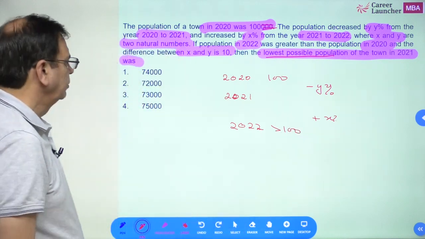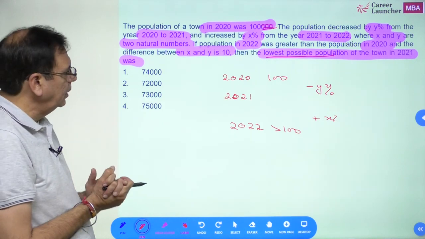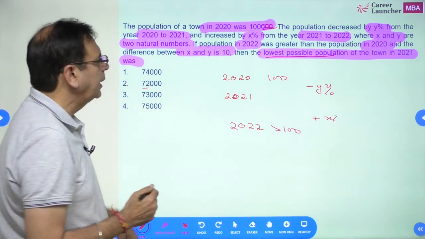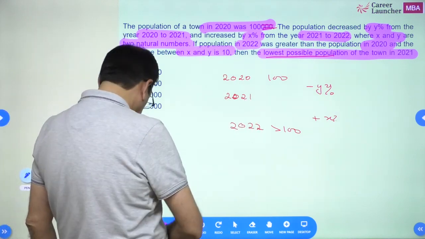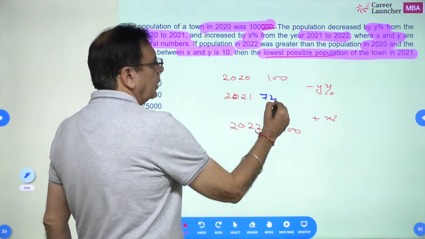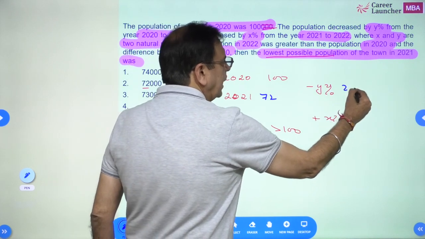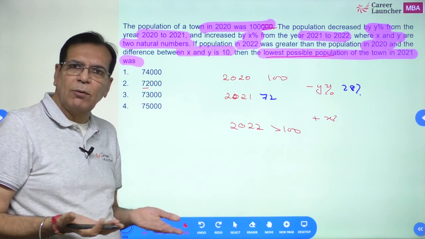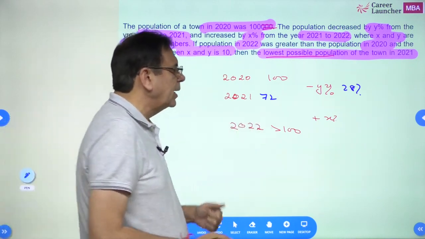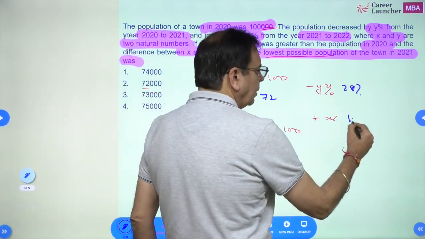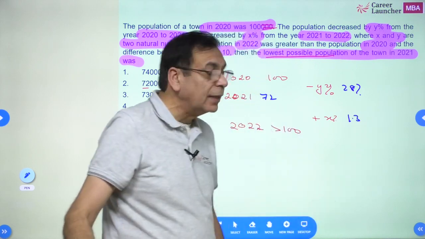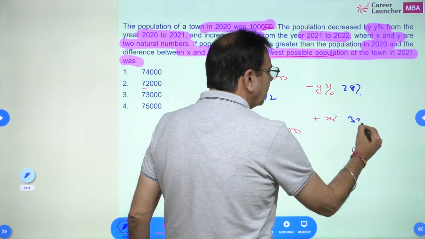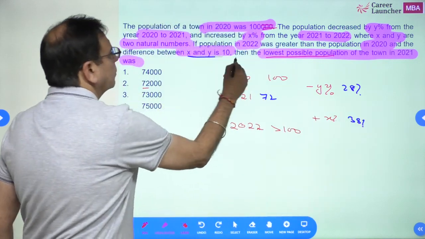Okay. Now, let's look at the choices. What is the smallest choice? 72. Okay. If this is 72,000, let me change the color. अगर ये 72 है, that means y should be equal to 28%. अब 100 से 72 गया है, it is a decline of 28%. That means what should be x? It should be 38%. 1.38 से तो multiply करना होगा, but that means it is 38% because it is given. Okay.